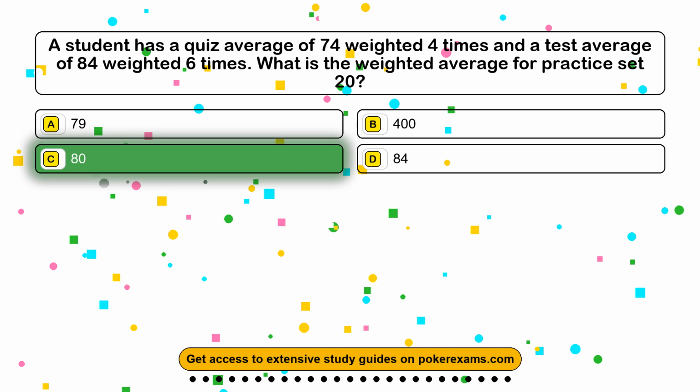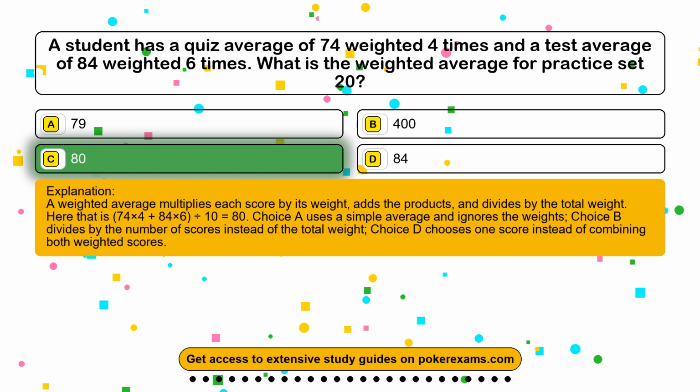The correct answer is option C, 80. A weighted average multiplies each score by its weight, adds the products, and divides by the total weight. Here that is 74 times 4 plus 84 times 6, divided by 10 equals 80.